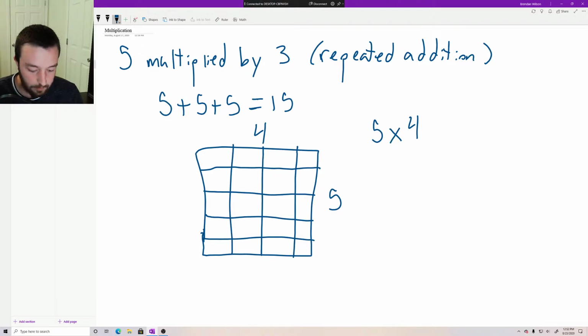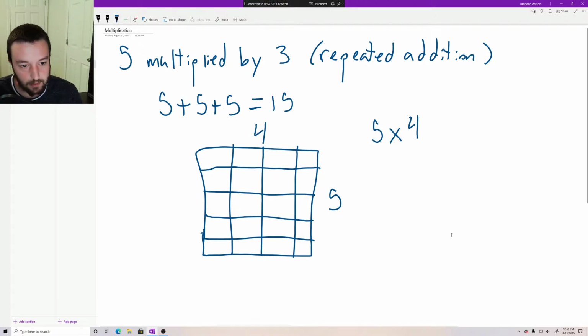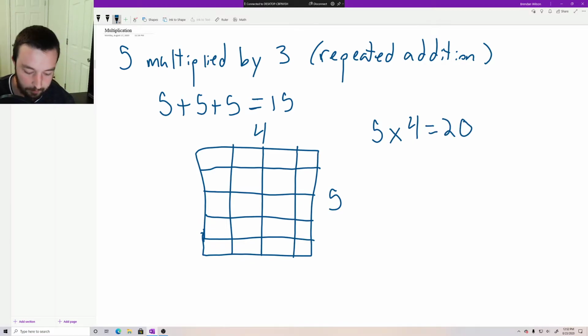Well, visually with this picture, what we're really asking is how many boxes are there in total? If there are 5 boxes going down this way and 4 boxes on this side, how many boxes are there altogether? We could just go through and count them: 1, 2, 3, 4, 5. This would make 10, 15, and 20. So the answer should be 20.